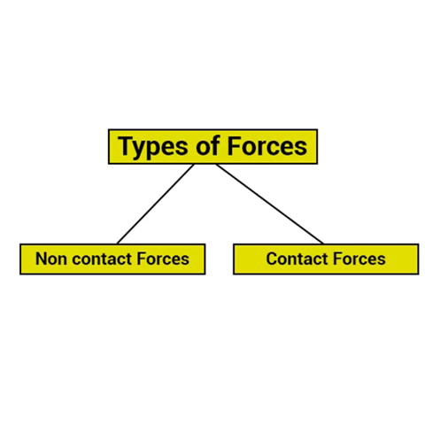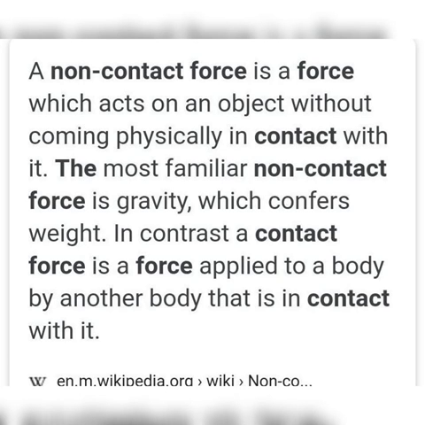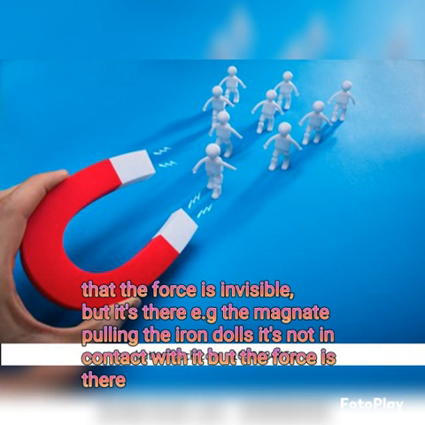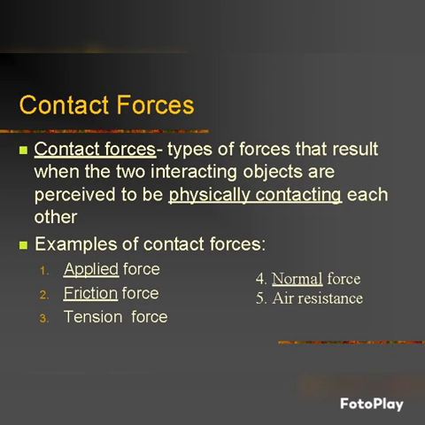Types of forces include non-contact forces and contact forces. A non-contact force is a force which acts on an object without coming physically in contact with it. This means that the force is invisible, but it's there. For example, the magnet pulling the iron doors, it's not in contact with it, but the force is there. You get it?